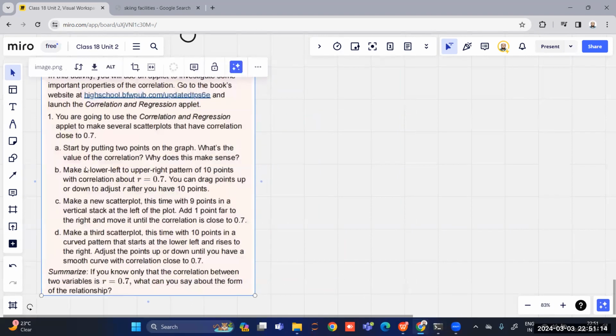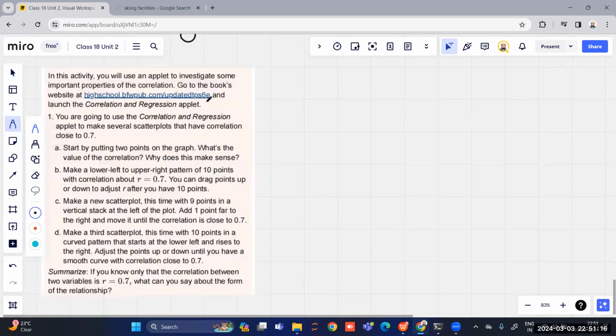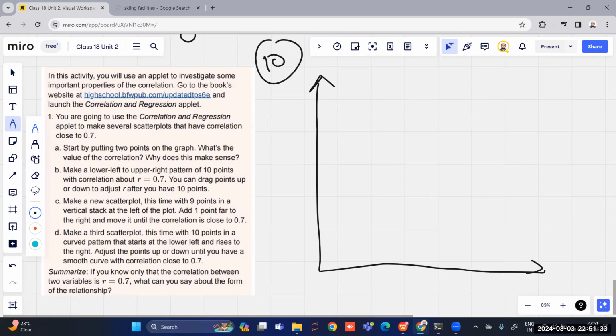So what he is doing is that we have 10 points, for example 100 points. He is telling us to use the correlation regression applet to make several scatter plots, starting by putting 2 points on. Okay, so we have 10 points, 10 points in total.